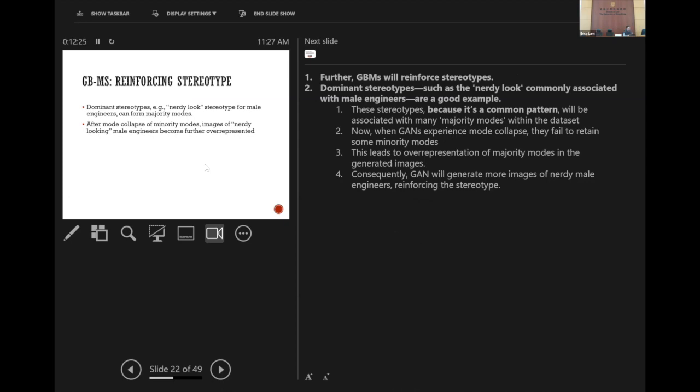Second, GBMs also reinforce stereotypes for all social groups, right? So let's take one dominant stereotype, such as the nerdy-looking male engineer, as an example. Because it's a common pattern in the data set, this stereotype will be associated with many majority modes, right? So again, when GANs experience mode collapse, they will fail to retain minority modes. And this will lead to the overrepresentation of majority modes in the generated data. And as a result, they will generate more images of nerdy-looking male engineers and reinforce the stereotype.